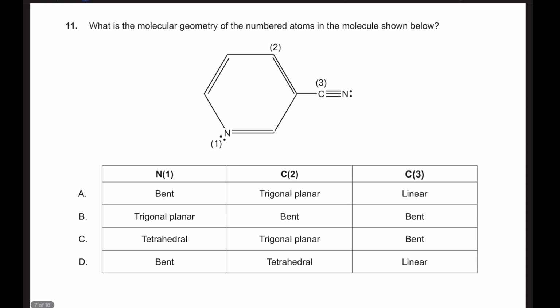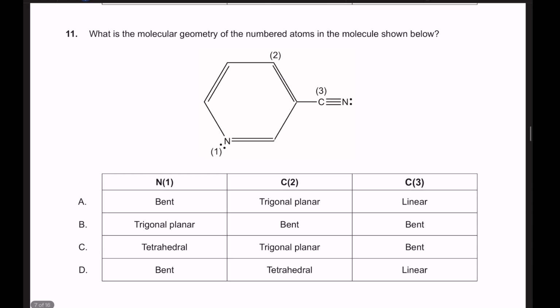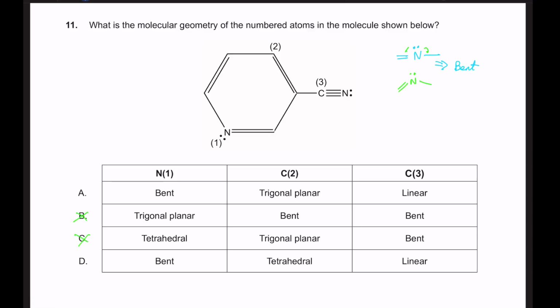Moving on to question 11. You have to find the molecular geometry of the numbered atoms in the molecule shown below. So the first one is N. This is the setup around N, right? So you have 2 bond pairs and 1 lone pair. 2 bond pairs and 1 lone pair give you a bent molecular geometry, because the electrons will repel, right, the bonds, and as a result it looks like this. So nitrogen will be bent, so I can eliminate options B and C from this information.